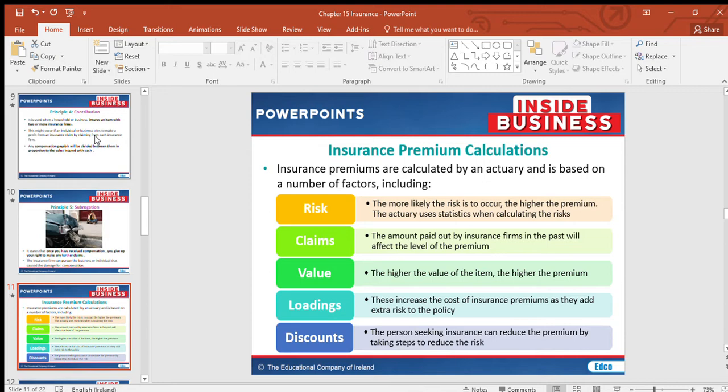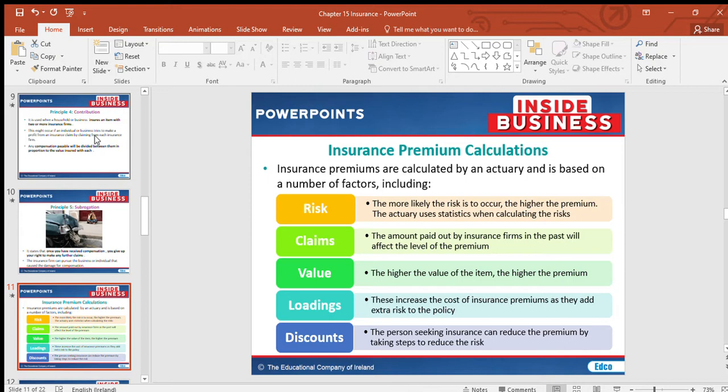Insurance premium calculations. We're going to get to calculating some premiums soon. A premium is how much you have to pay for the insurance. So obviously you have to get car insurance, so it's illegal to drive without it. But when I started off driving, my car insurance I think was 1,800. Now it's down to 700.